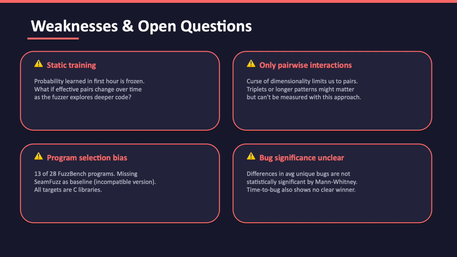Now let's talk about the weaknesses. The biggest one, in my opinion, is the static training phase. The probability matrix is learned in the first hour and then frozen for the remaining 23 hours. But the seed corpus evolves dramatically during a fuzzing campaign. The mutator pairs that are effective early on when you are exploring shallow code might not be the same pairs that are effective later, when you are trying to reach deep, hard to reach code paths.